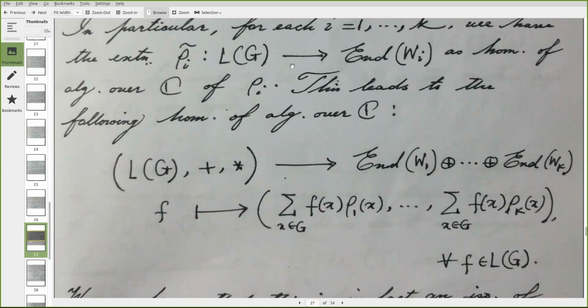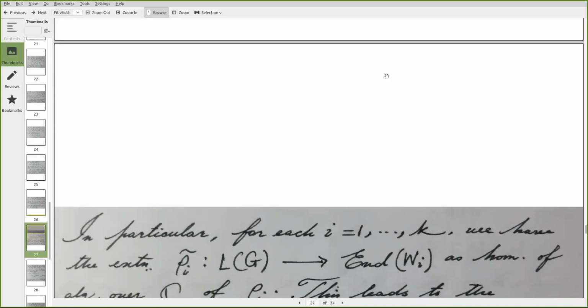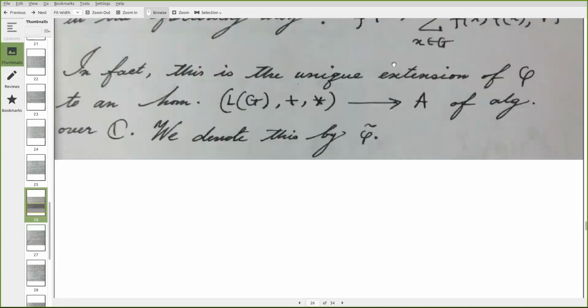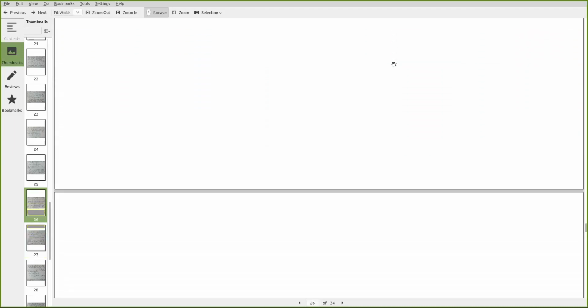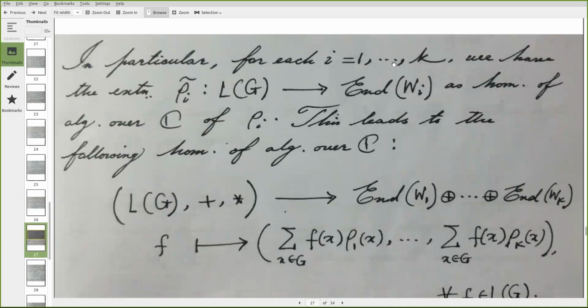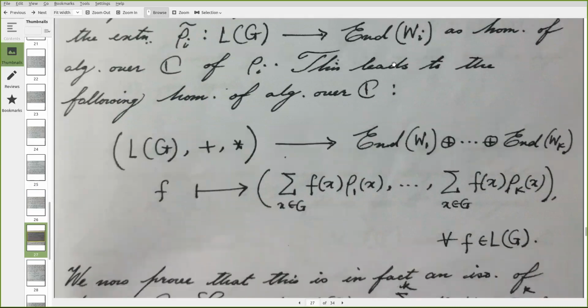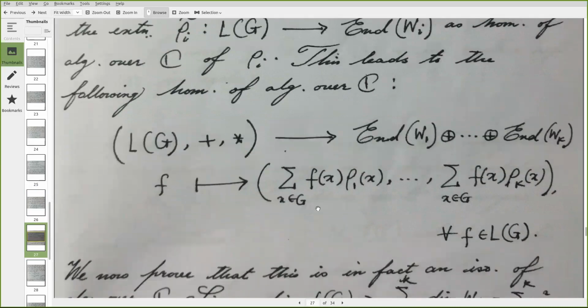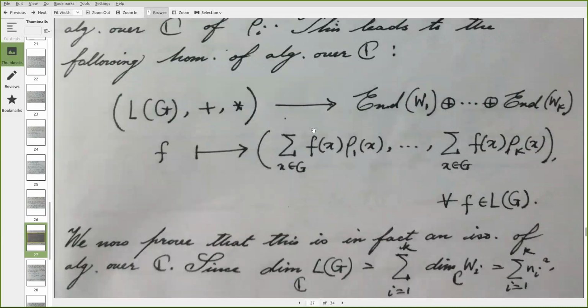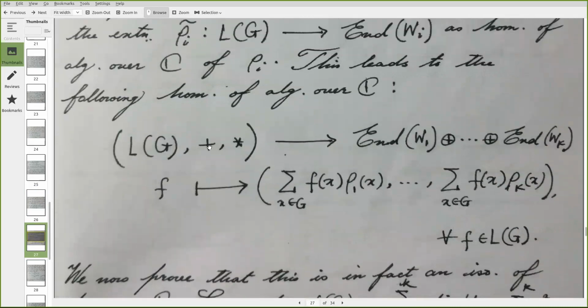Okay, because coordinate-wise the homomorphism was f goes to the summation of f_g rho_i(g). That is what it becomes according to a general observation. So each rho_i tilde sends f to the summation of f_g rho_i(g), and once we put them in a tuple, that gives a homomorphism from this to that, and this is the homomorphism.